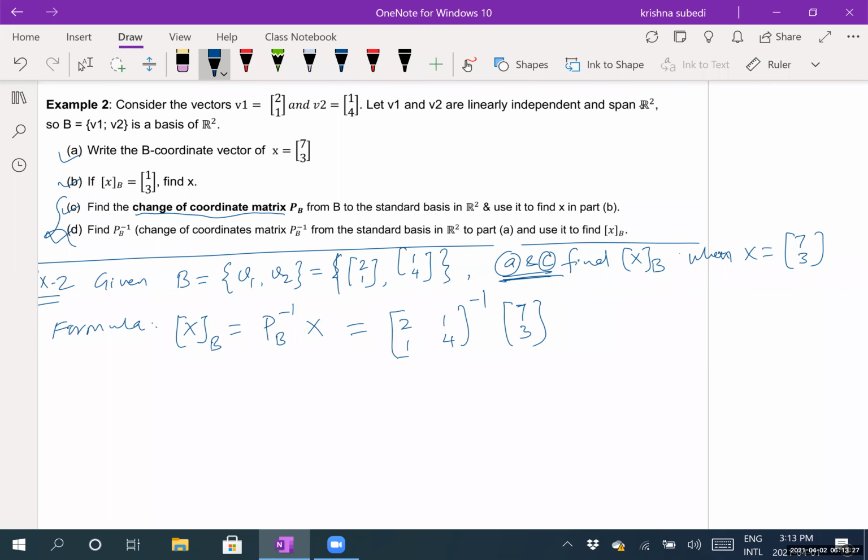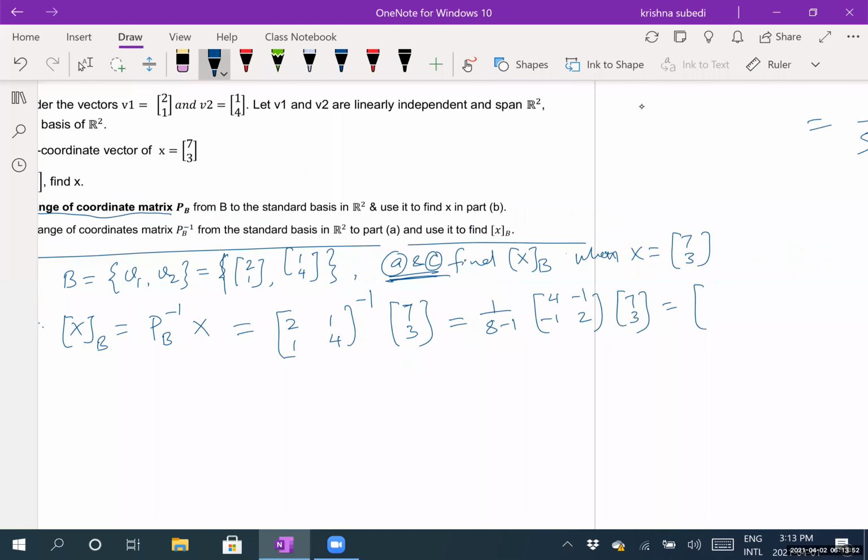So that means 2, 1, 1, 4, the inverse of this matrix. I trust that everybody will be able to do it. So it's going to be 1 over 2 times 4 is 8 minus 1. And then we'll switch that 4 and 2 there, and then negative 1 and negative 1. And then 7 and 3. So basically, you're going to get 1 over 7.